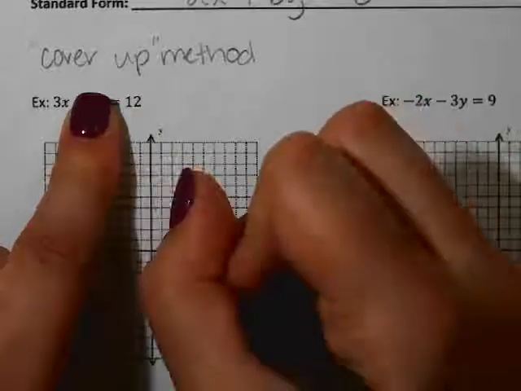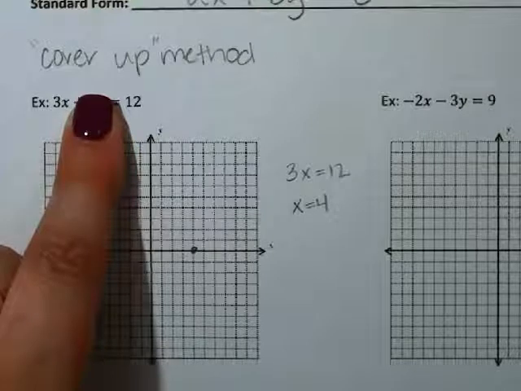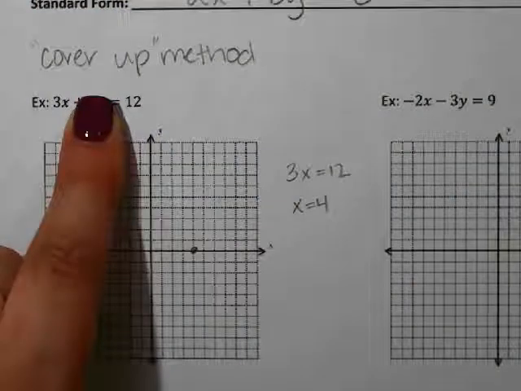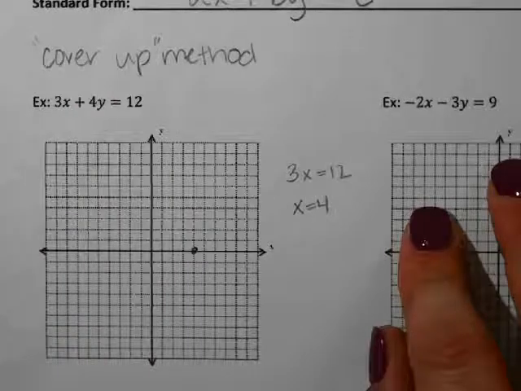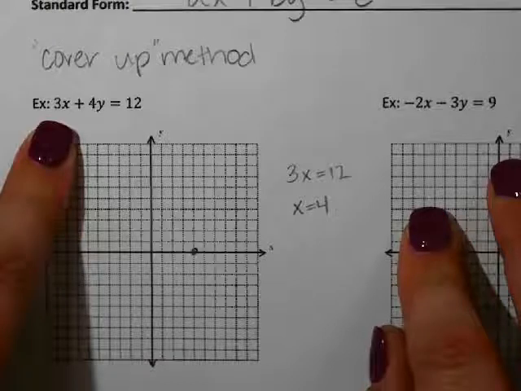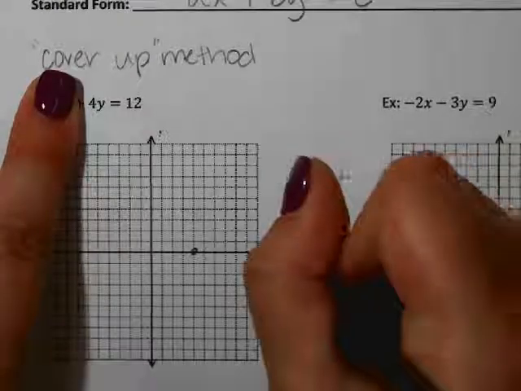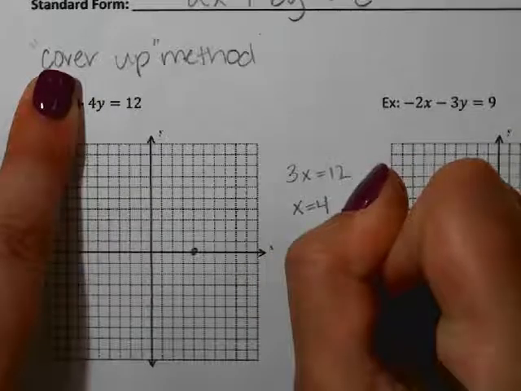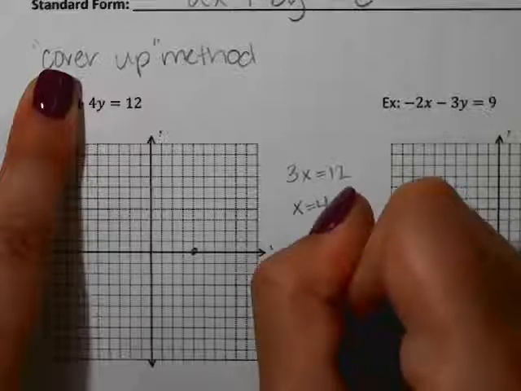So I can go over 1, 2, 3, 4. There's my x-intercept. Why do you think it's called the cover-up method? Because it covered up the y. Okay. So now if I want to find the y-intercept, what do I plug in for x? 0. 3 times 0 is 0, so that's going to go away. And to find the y-intercept, I'm going to solve the equation 4y equals 12. Y equals 3.